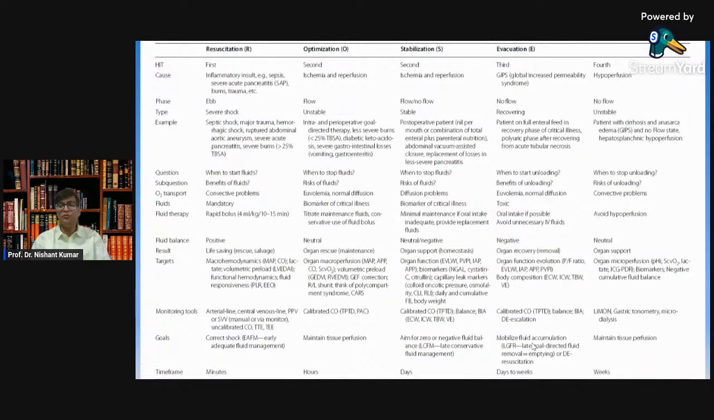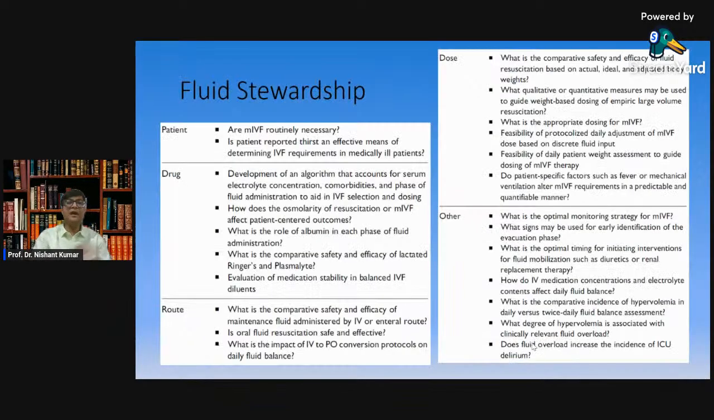maintain the tissue perfusion. Now, just as we are conservative with our antimicrobials, it is time that we introduce something which is called fluid stewardship. So we have to see whether the fluids are routinely necessary. Has the patient reported thirst? You have to see. Now, you develop an algorithm that accounts for serum electrolyte concentration, comorbidities, and the phase of fluid administration to aid in IV fluid selection and dosing.